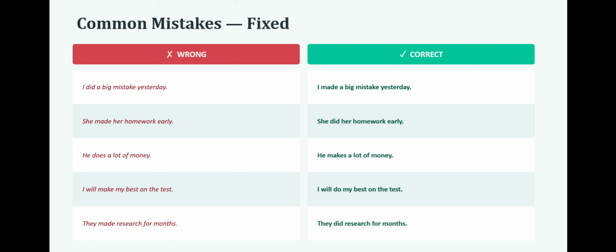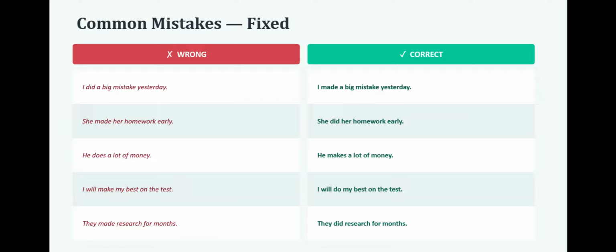Now let's fix the 5 mistakes that learners make the most. Mistake 1. Wrong: I did a big mistake yesterday. Correct: I made a big mistake yesterday. Remember, a mistake is something you create, so it takes make. Mistake 2. Wrong: She made her homework early. Correct: She did her homework early. Homework is a task you perform, so it takes do.